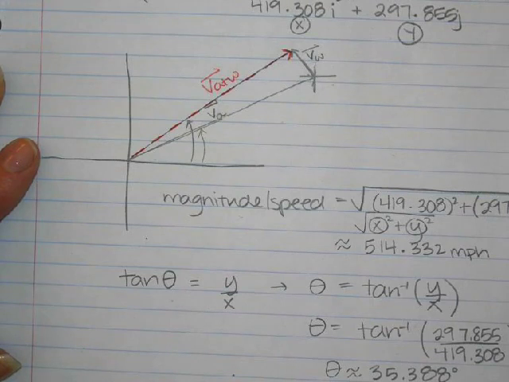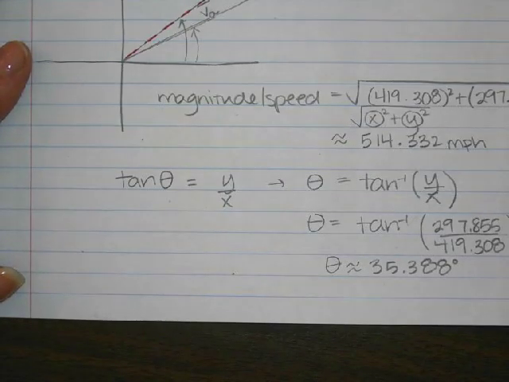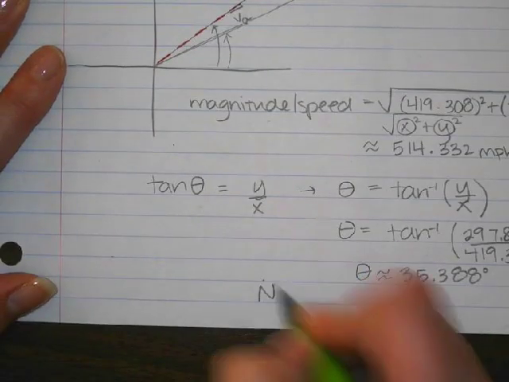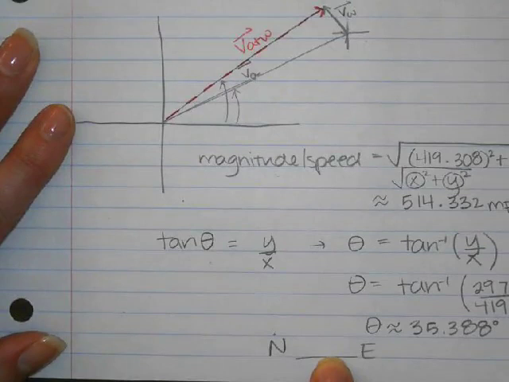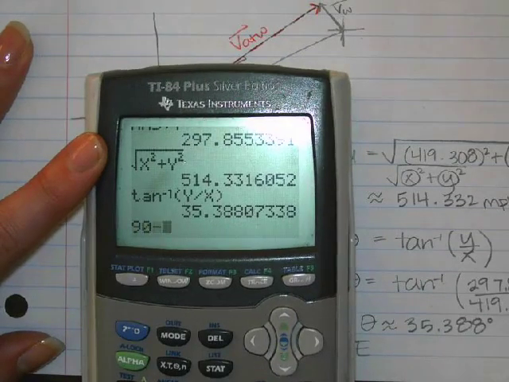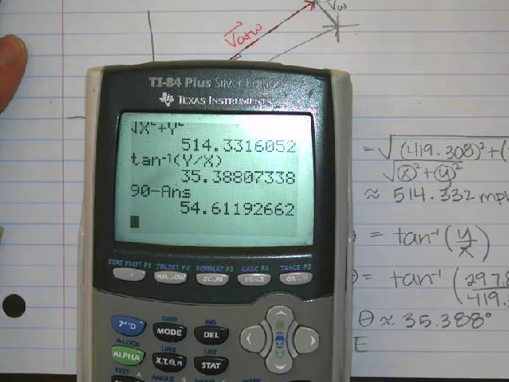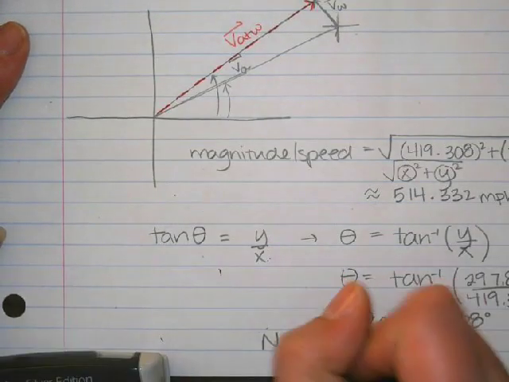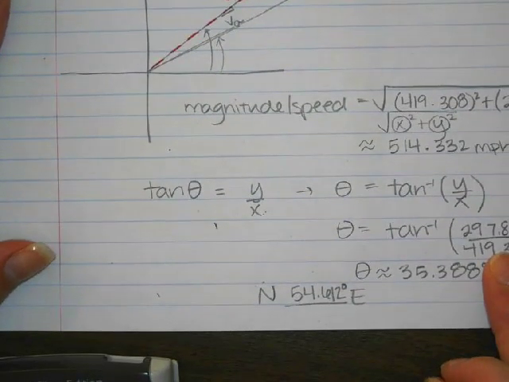Now the angles for this particular problem were written as north something west or north something east. So would this be a northeast or a northwest? This is a northeast, so it's north something east. How do we figure out how far to the east it was from straight north? 90 minus the 35. Okay, so we're going to say 90 minus the answer we just got. So it is north 54.612 degrees east. All right.